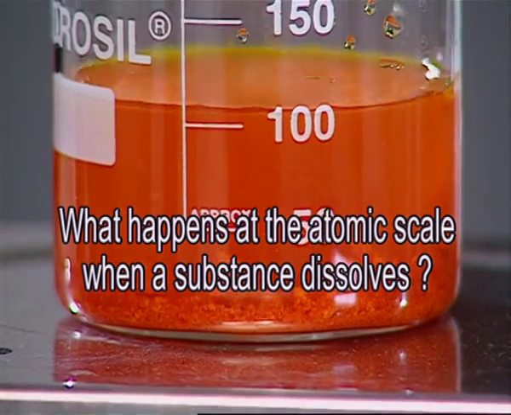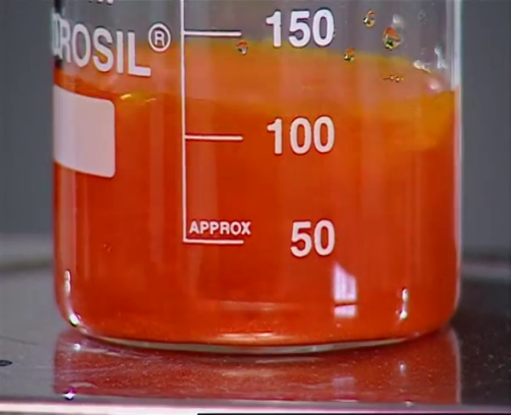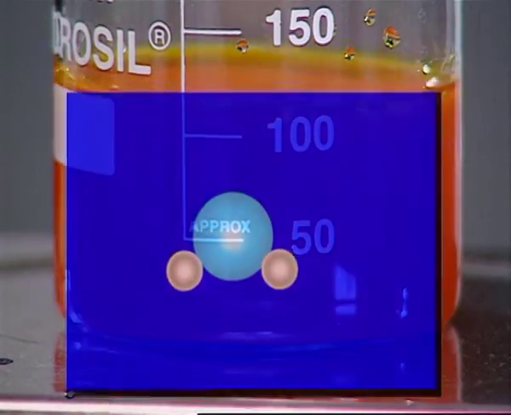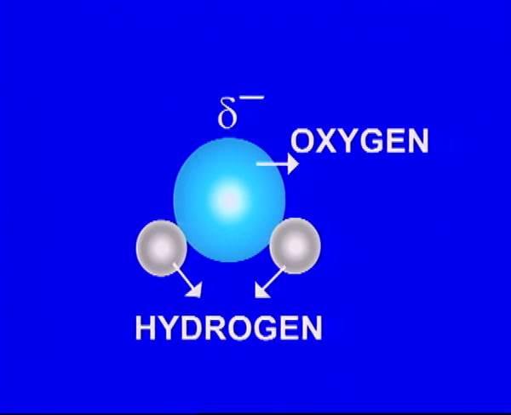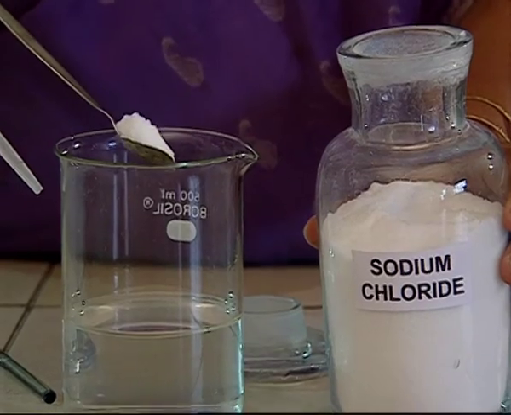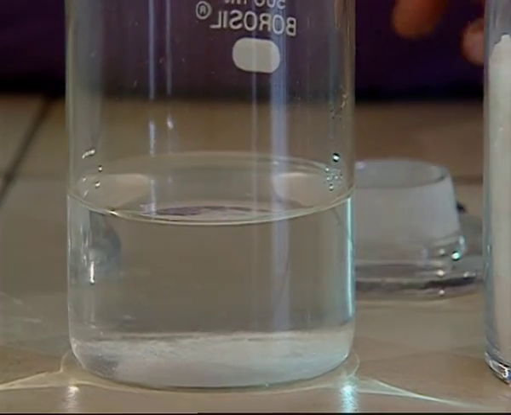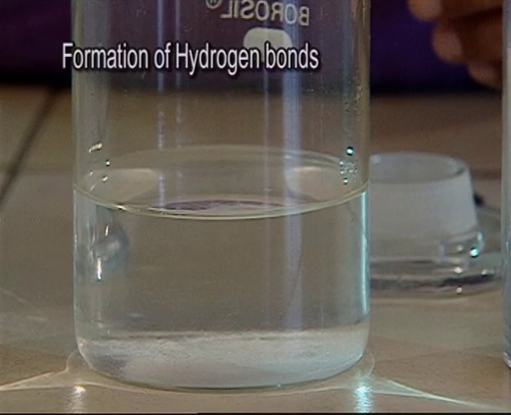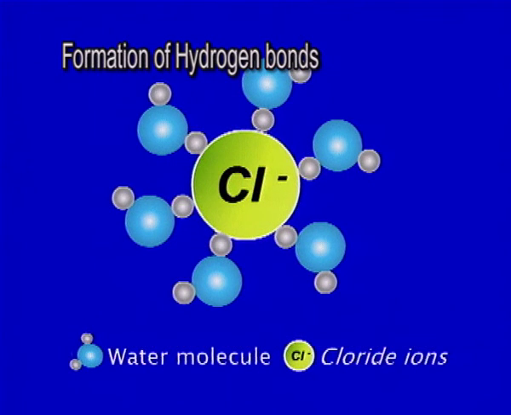What exactly happens at the atomic scale when a substance dissolves? Water, as we have learnt, is a bipolar molecule with a partially negative oxygen and partially positive hydrogens. So, when a solute with positive or negative parts is dissolved in water, like the positive sodium ions and the negative chloride ions in the case of common salt, the ions are surrounded by water molecules oriented like this.